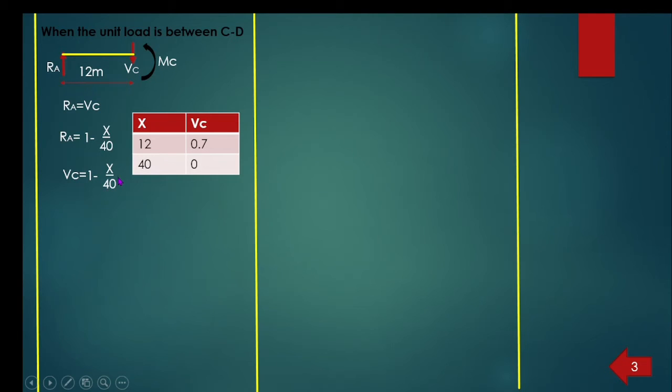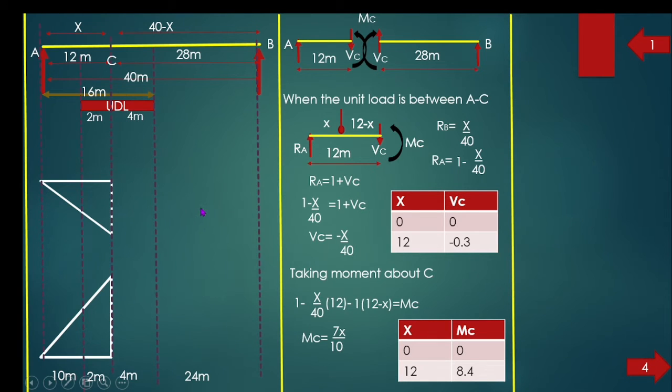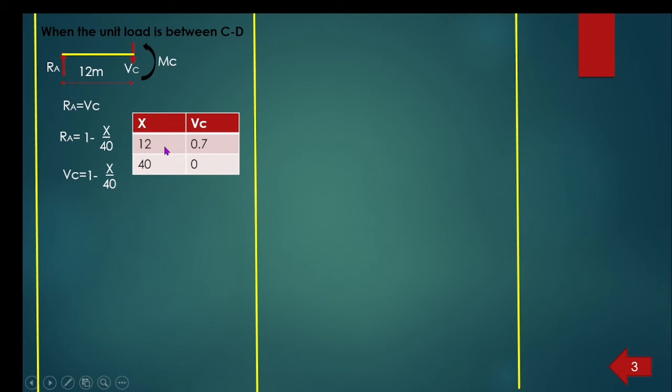For the shear force, we use this equation. If we substitute the value of 12, when X is 12, then the force at that point is 0.7. And when X is 40, then the force at that point is 0. So basically, we continue from A to B. We draw these values. We know that when X is 12, it is 0.7, and when it's 40, it's 0.